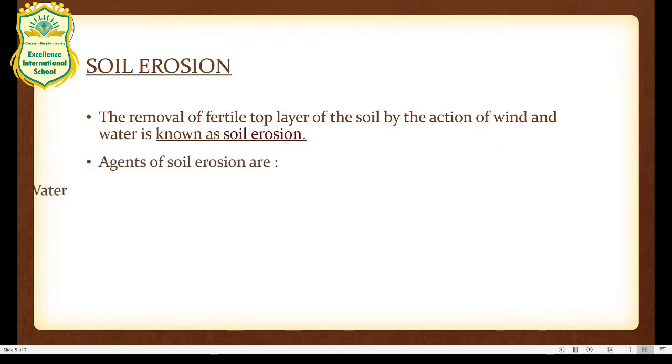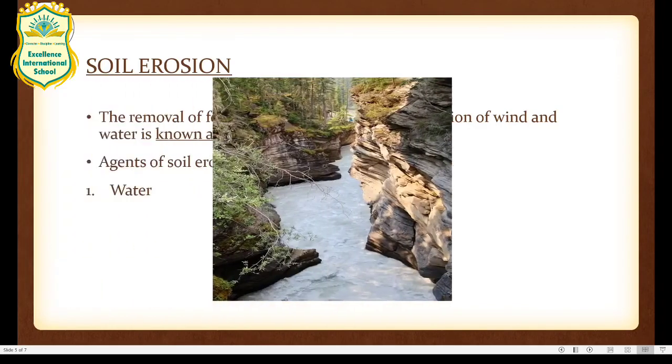Let's see some agents of soil erosion. First agent is water. So see here, in this case there are these rocks, okay, and can you notice this, the rock has this pattern, okay. This pattern is not naturally formed. It can be formed when probably the water level in this region was very high and the water kept flowing, and because the water kept flowing, it kept crashing to the borders, to the river banks here, and then it eventually broke down the rock and gave the rock this shape.